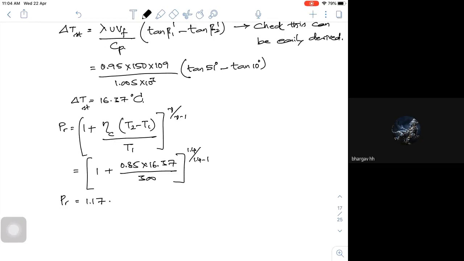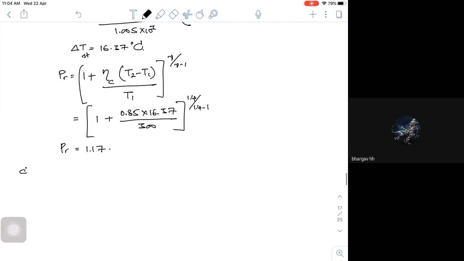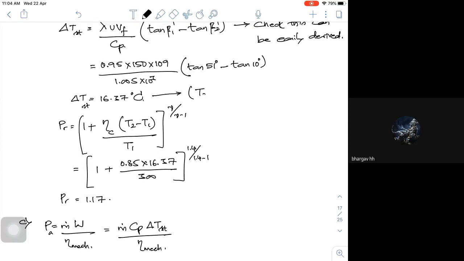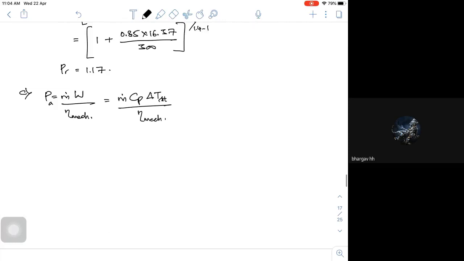Then what is my power requirement? The last one. So what will be my power requirement? The power requirement is actually mass flow rate into your work done divided by efficiency, this is my actual power. If I call it P actual power, this is m dot into Cp into delta T static divided by efficiency. See, what is the delta T static? Don't get confused with something else. This is T2 minus T1.